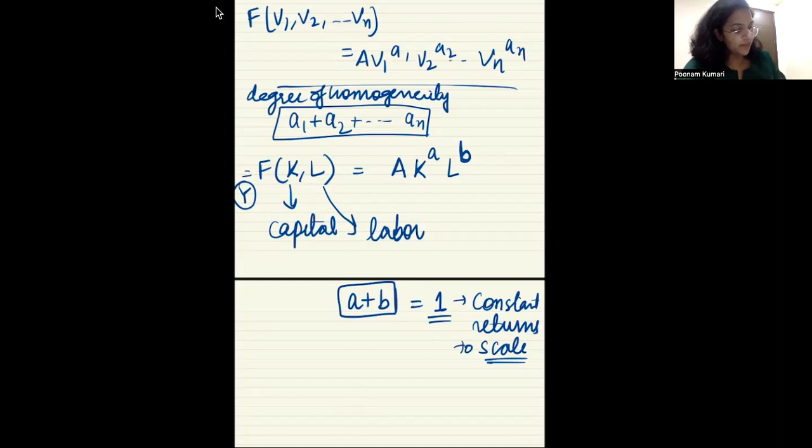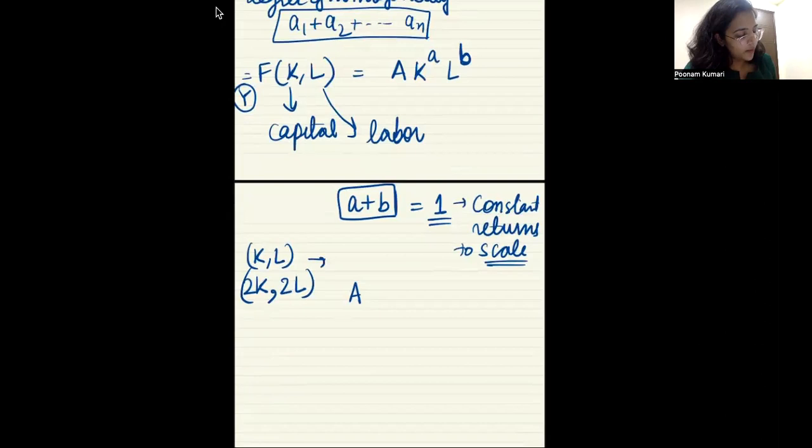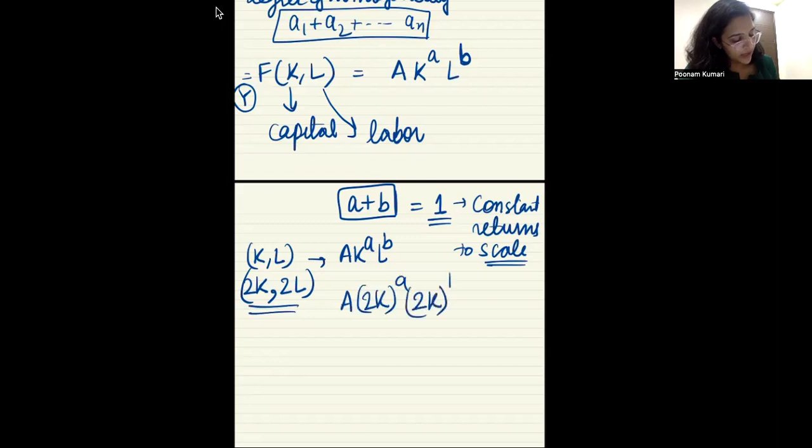ओके, लेट्स सी. सो लेट्स से पहले आप K और L यूनिट्स यूज कर रहे थे, अब आपने कैपिटल डबल कर दी और लेबर भी डबल कर दी. ठीक है, तो अब आपको ये बताना है कि यहाँ पे तो हम लोग कितना आउटपुट प्रोड्यूस कर रहे थे, इतना. अब हम लोग कितना आउटपुट प्रोड्यूस करेंगे when we have 2K and 2L? So it will be A (2K)^a and (2L)^b, right? इतना आउटपुट हम लोग प्रोड्यूस करेंगे.